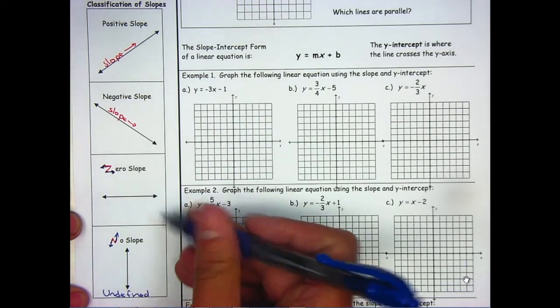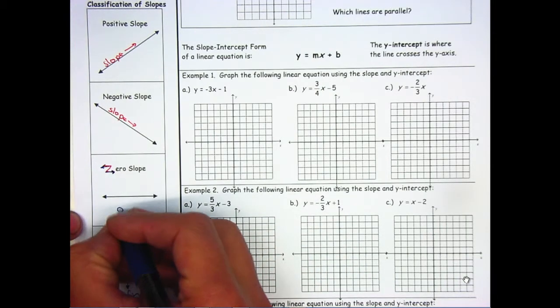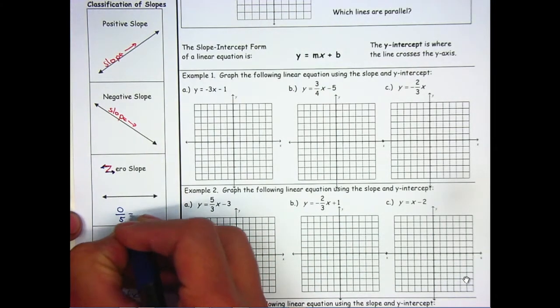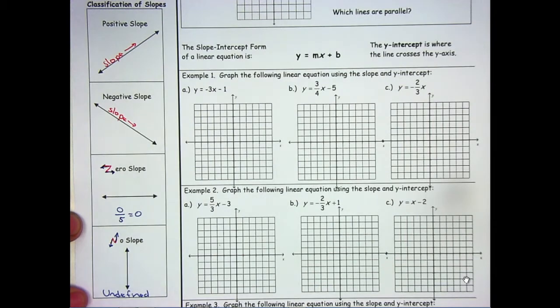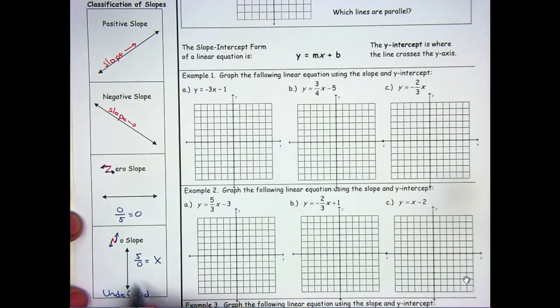Now, let's go over the difference between zero slope and no slope. Zero slope is when you end up with 0 over 5, which is equal to 0. No slope is whenever we have a 0 on the denominator. That cannot happen. So that is no slope or undefined because a 0 cannot be on the denominator.